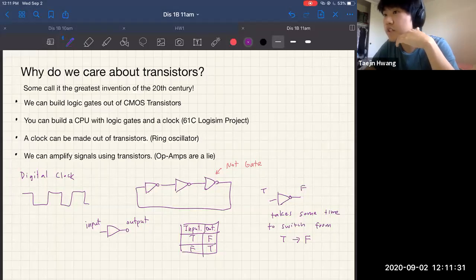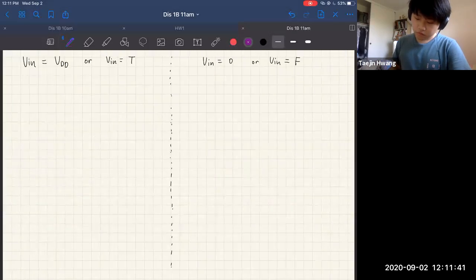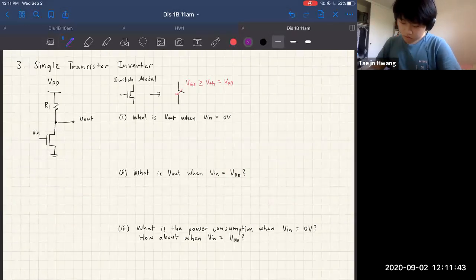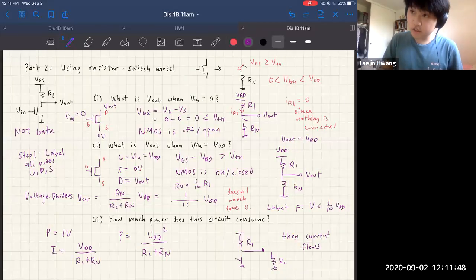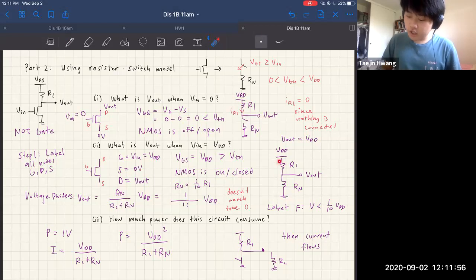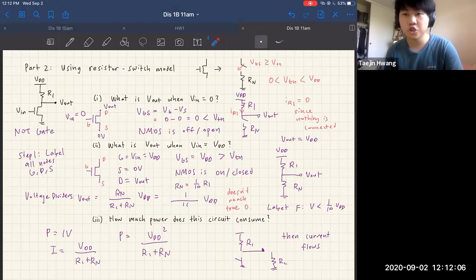The number 3 answer is whether Vn is equal to 0 or not. Technically, if we were to answer this, in the first phase, since no current flows, no power is consumed. But here, since current is flowing, we consume this amount of power. So when you switch from true to false, you consume some power. But if you switch from false to true, you don't consume any power.